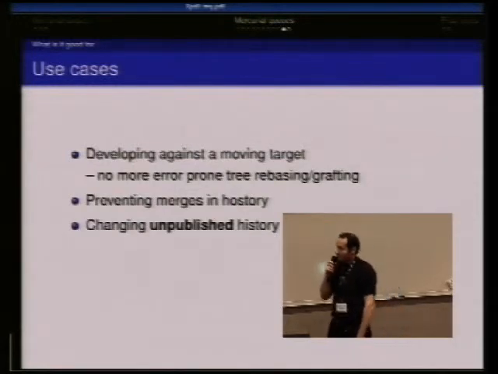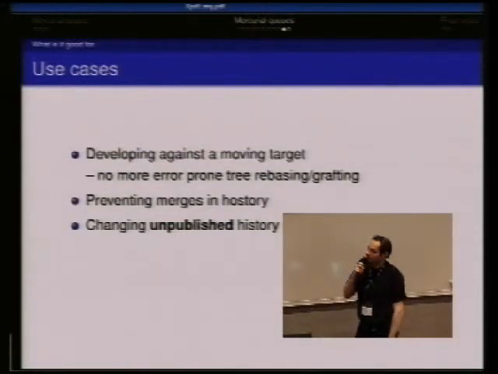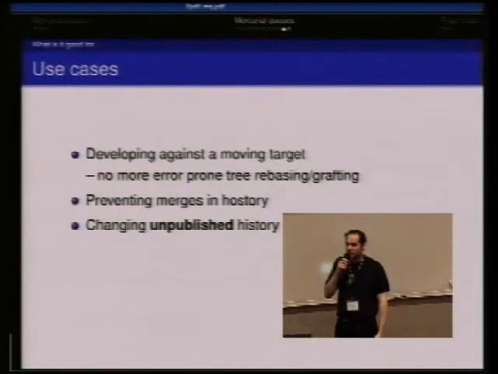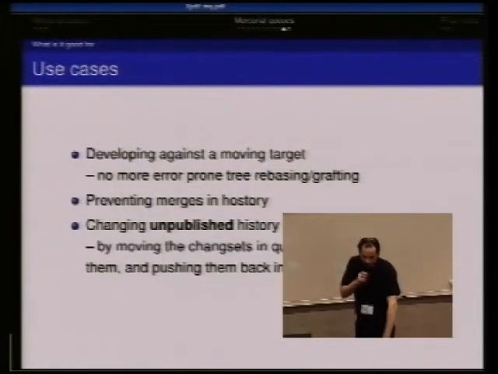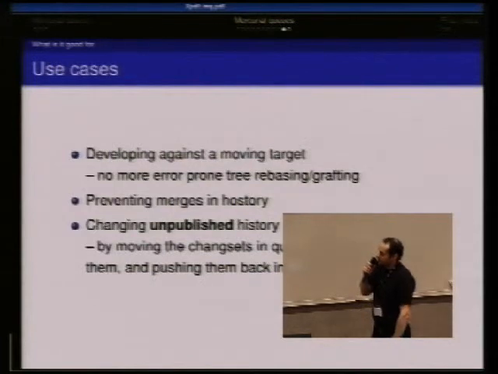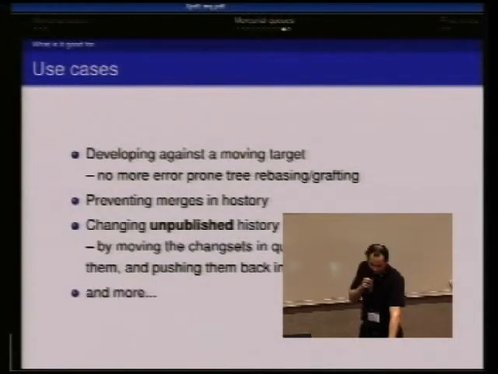You can change unpublished history. Once you publish your changes, if you do this and push it out again, you create another head because the commits are different and the changes are different. You mess up. So you only change unpublished history. Exactly as I said: move the commits into MQ, update them, put them back again.